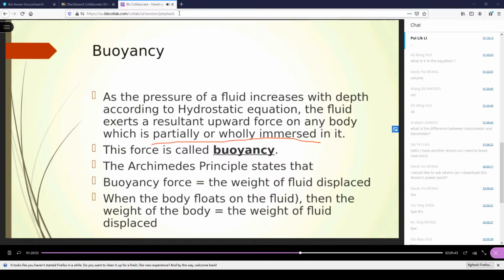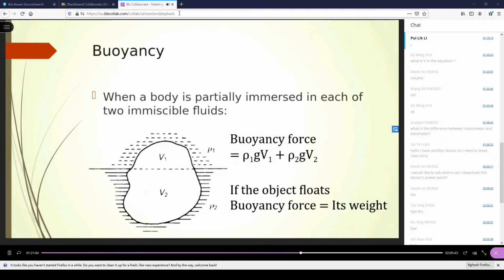If it is a gas, a force will also be acting on this object. Our object is now floating on a liquid interface, a two-fluid interface. When it is in this situation, its surface is actually receiving pressure from the fluids.